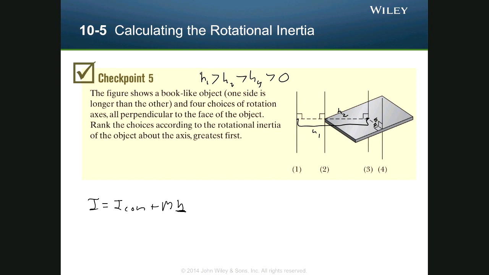Okay? So because this is true, and you can see that by inspection, each of these H's gets plugged in here. So because of that, I1 is the greatest, right? Is greater than I2, is greater than I4, which is greater than I3. And keep in mind that I3 is equal to ICOM, center of mass, moment of inertia. Okay? Does that make sense?